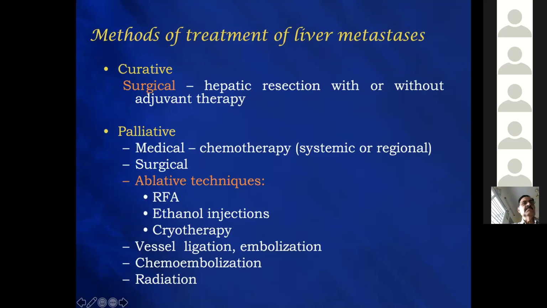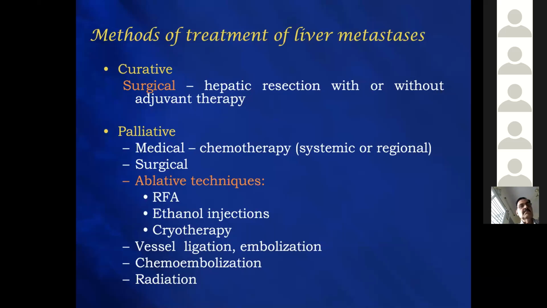The methods of treatment for liver metastasis: curative surgical treatment is hepatic resection with or without adjuvant or neoadjuvant therapy. Palliative means medical oncology, that is chemotherapy. It can be systemic chemotherapy or regional through the portal vein or hepatic artery, or it can be biologicals like bevacizumab and cetuximab.